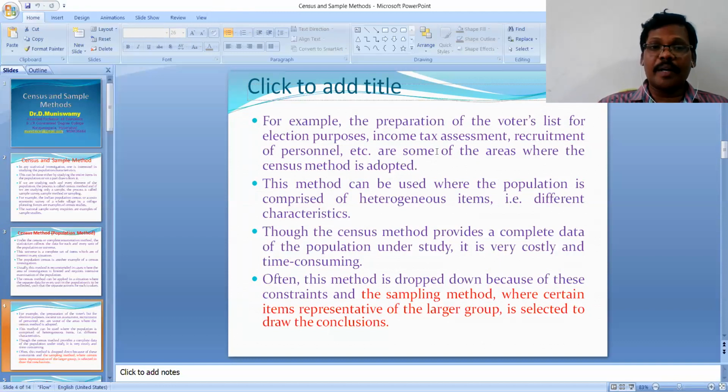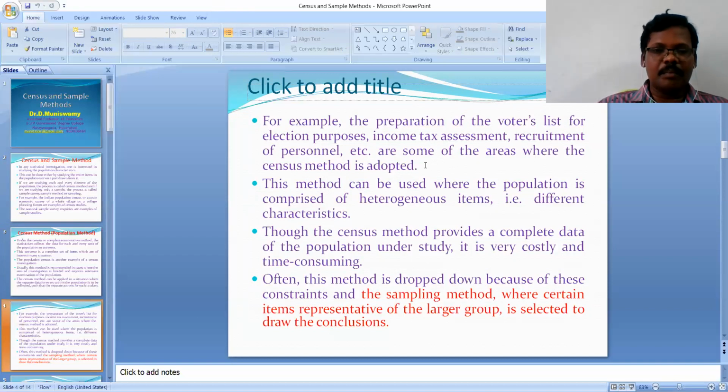Then the recruitment of personnel. In the case of recruitment also, we are going to take the information from all the people individually, without any delay, etc. These are some of the areas where the census method is adopted. So in all these cases, we are adopting what is called the census method.